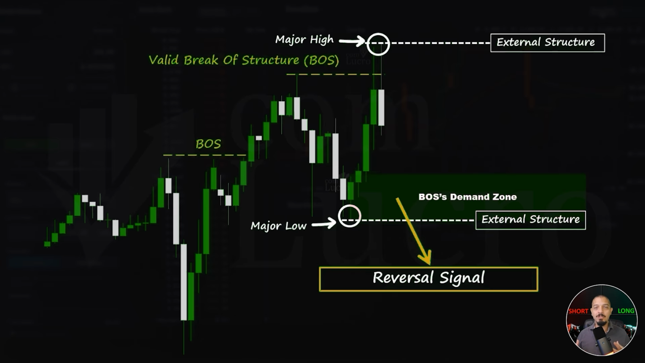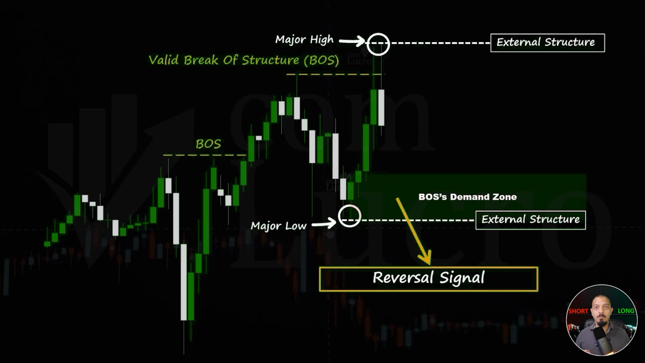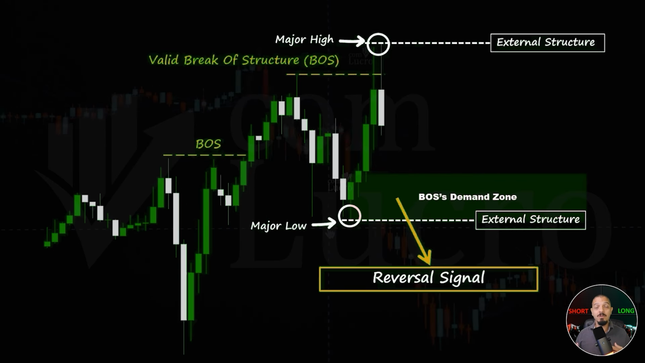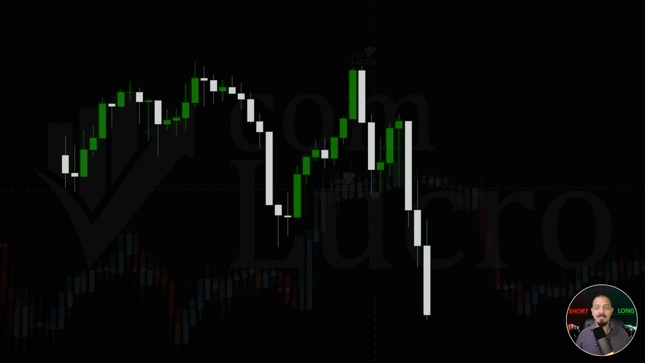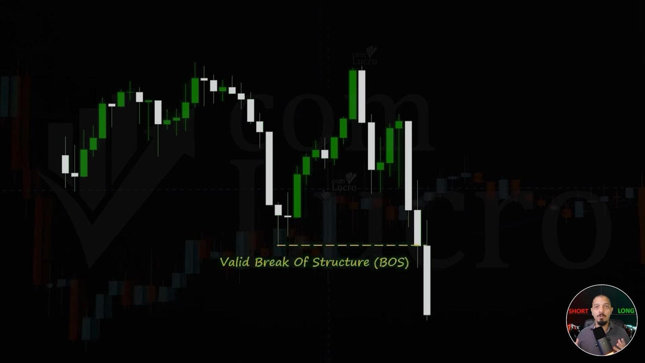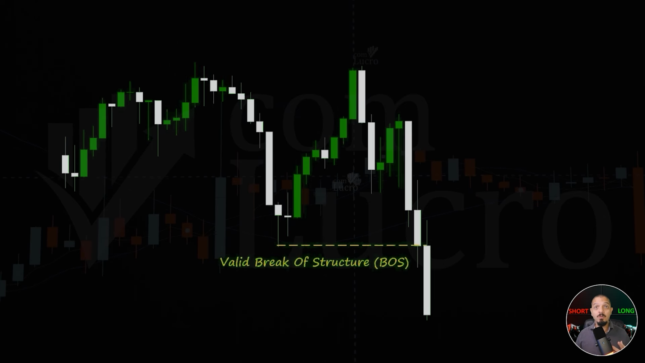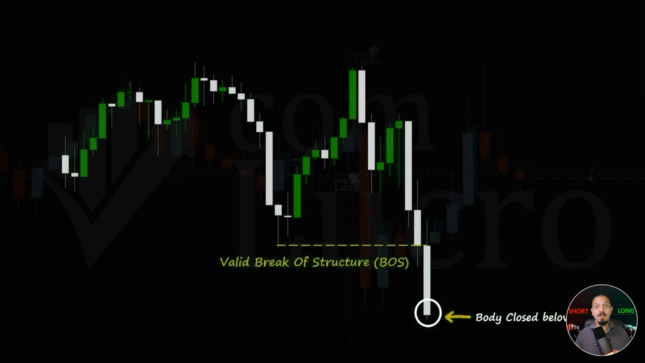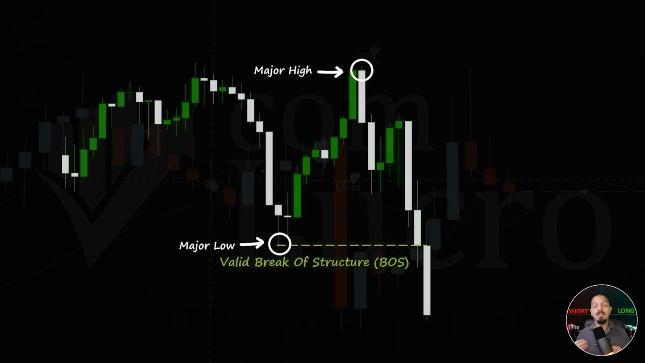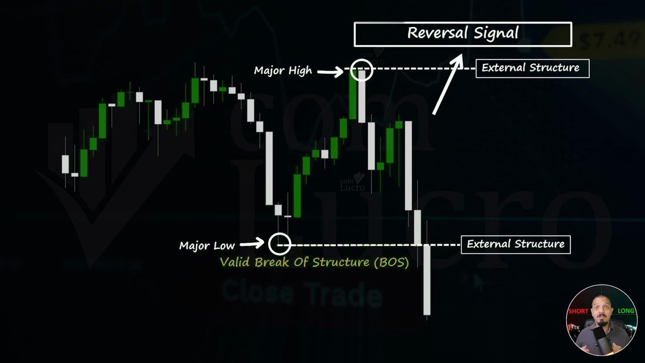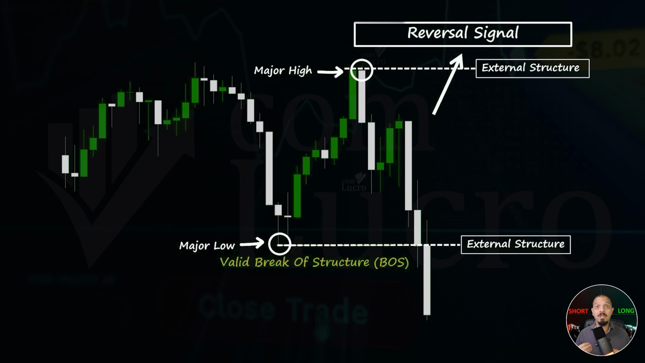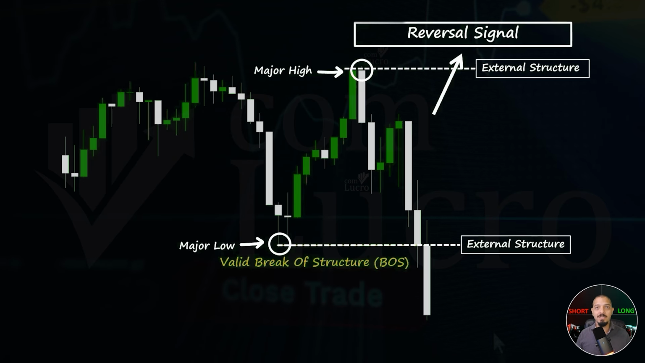Now let's briefly shift focus to the bearish scenario, which mirrors the same logic, but in reverse. In a bearish market structure, for a break of structure to be valid, the price must break and close below the most recent lower low. And this confirmation must come from the body of a candle, not just a wick. However, if price breaks that low and then moves upward to break the newly created major high, this indicates a trend reversal, a sign that sellers have lost control and that buyers are regaining strength.